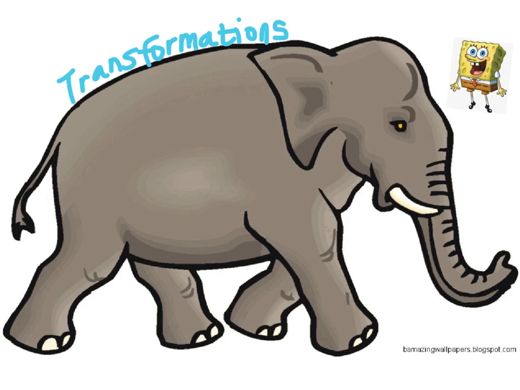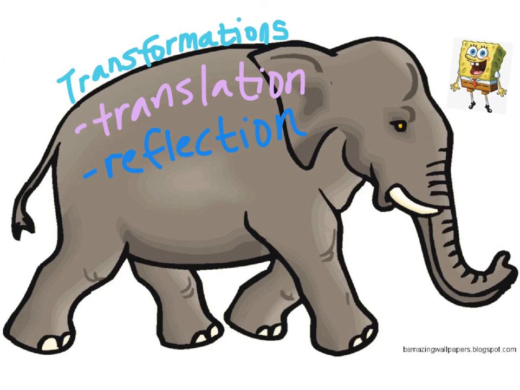Okay, so hopefully you remember all of our transformations. We had the translation, which was a slide. We had the reflection, which was a flip. It either went over the x-axis or over the y-axis. And then today we did the rotation. So hopefully you remember transformations.